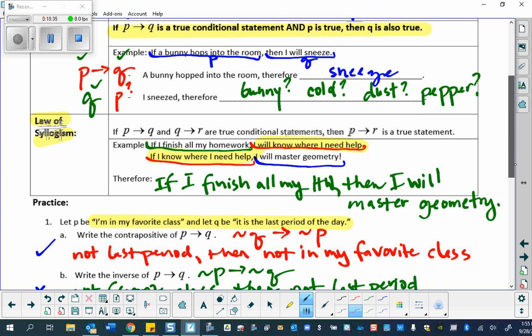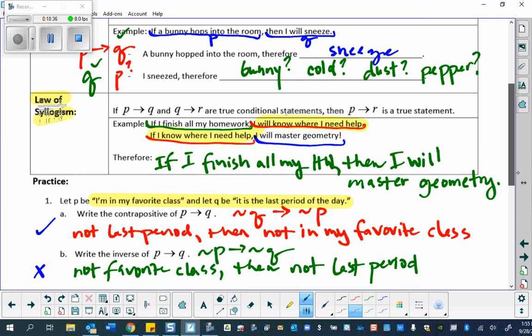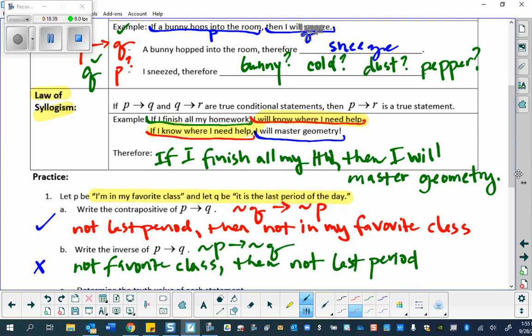Syllogism, it's a silly sounding word. So with the law of syllogism, it says if P then Q and Q then R are true statements, then P then R is a true statement. So we can say if I finish all my homework, then I know where I need help. If I know where I need help, then I will master geometry. Do you see how I've highlighted where the conclusion of the first sentence is the hypothesis of the second?